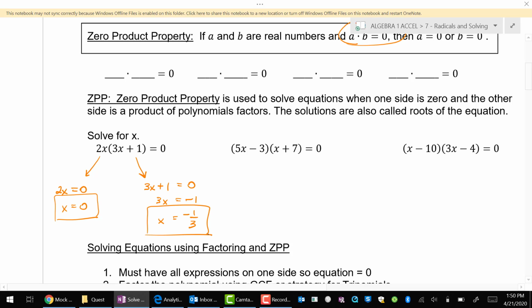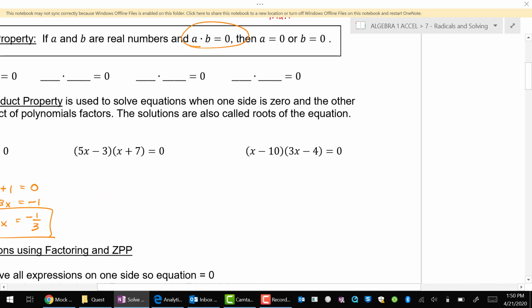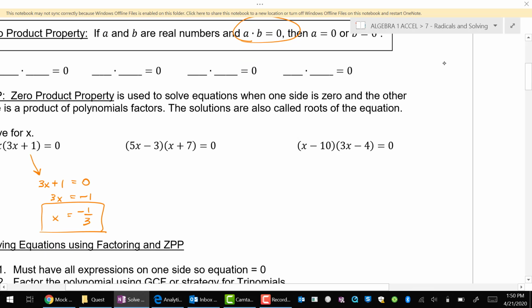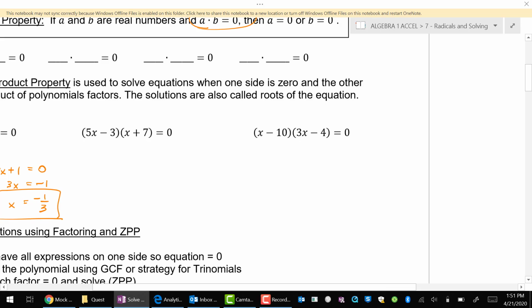I'm going to skip ahead to the one here on the end. This one was a trinomial that was factored, but again, it's kind of nice. The problem has been factored for me. So all I need to do is apply the Zero Product property and set each one of these factors equal to 0, and then solve each equation separately.